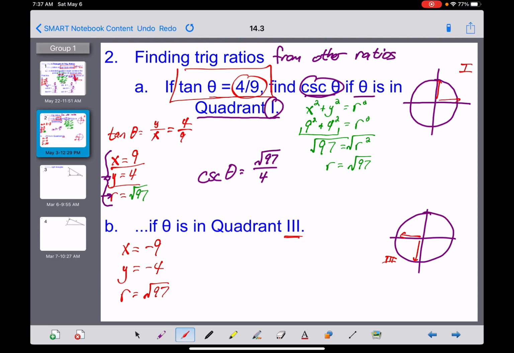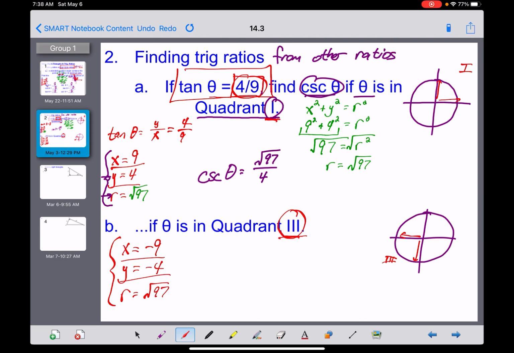Tangent is the quotient of y divided by x. And in this set of numbers right here, tangent would be a negative 4 divided by a negative 9. And a negative divided by negative still gets us a positive. So I couldn't have done this problem giving you quadrant 2 or quadrant 4 here, but I can in quadrant 3 because tangent is still positive in quadrant 3 just like it was in quadrant 1.